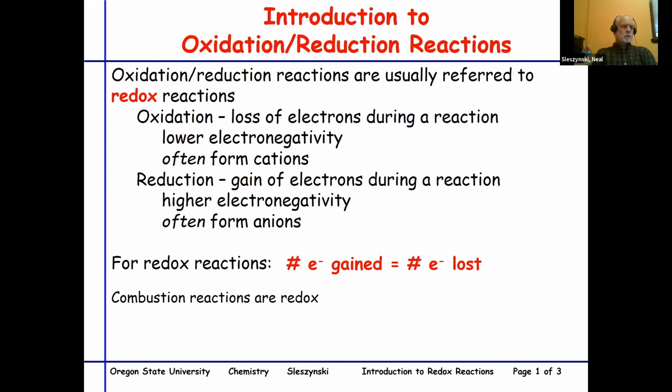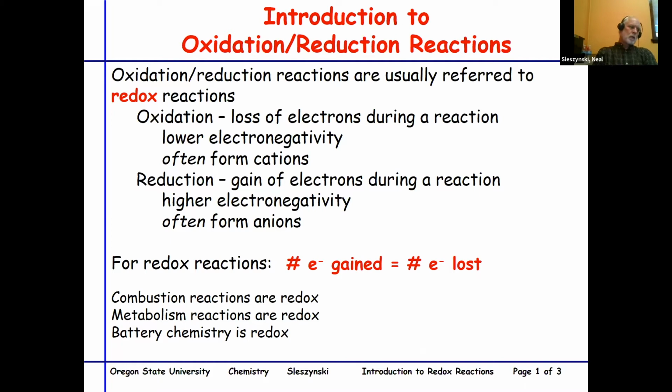Combustion reactions are all redox reactions. Most metabolic chemistry and biochemistry involves redox reactions. Battery chemistry, of course, is all redox, and even something like metal refining is redox chemistry.